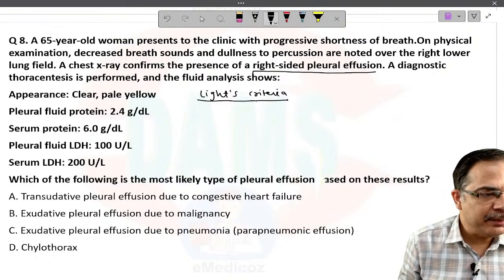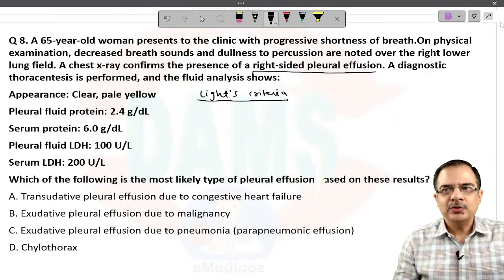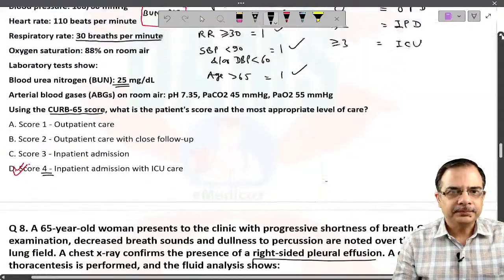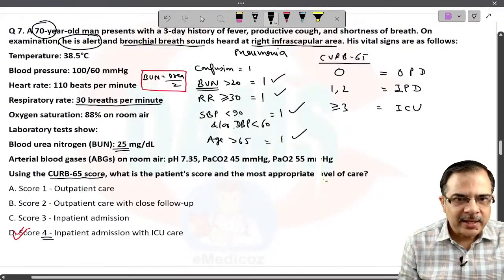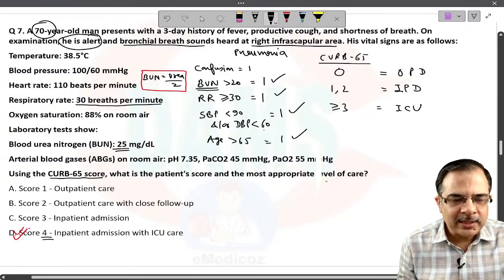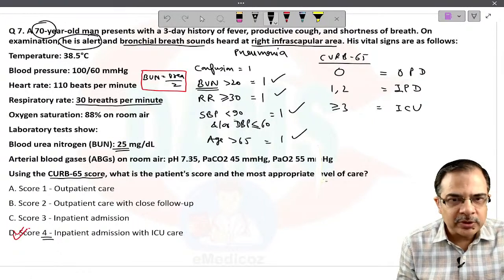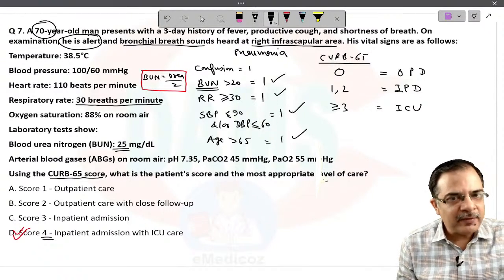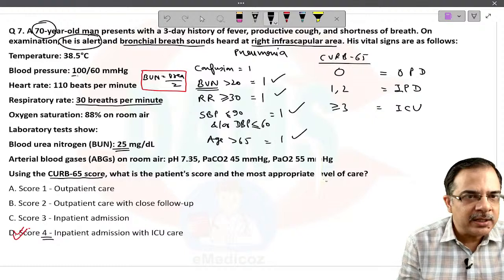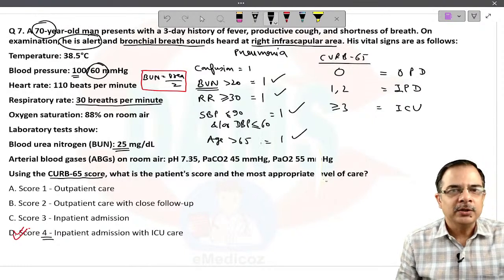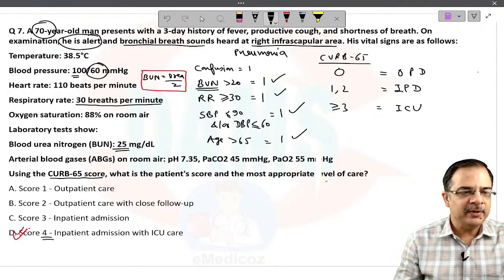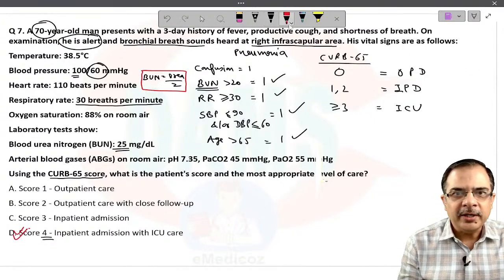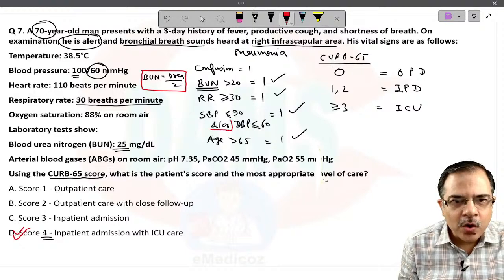in a question the BP is 100 by 60. So remember what I have told you, that systolic BP less than 90 and or diastolic BP less than 60. So any one of them is low, give 1 point. Even if systolic BP is 100 but diastolic BP is low, that will be given 1 point. Yes. So again, read this word carefully, and or.